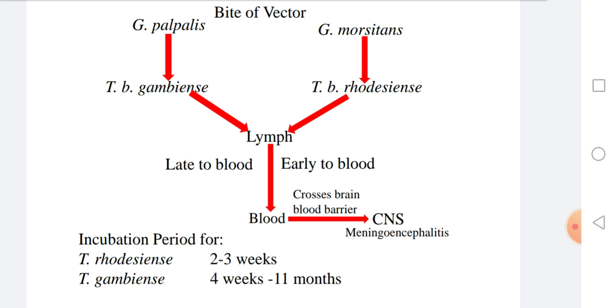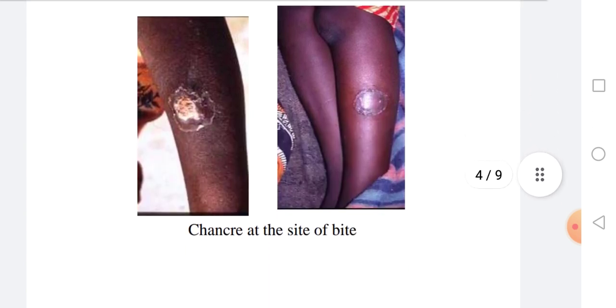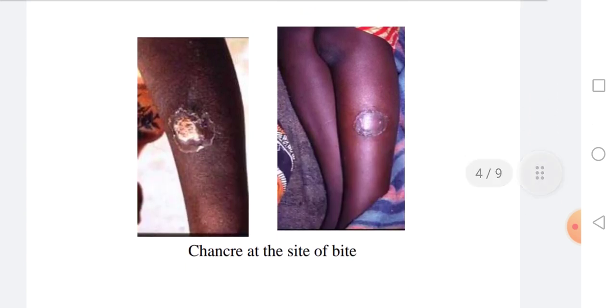The incubation period for Trypanosoma brucei rhodesiense ranges from 2 to 3 weeks, a short time compared to that. But in gambiense, it ranges from 4 weeks up to 11 months. At the site of the bite, a canker may appear. At the end, it heals.